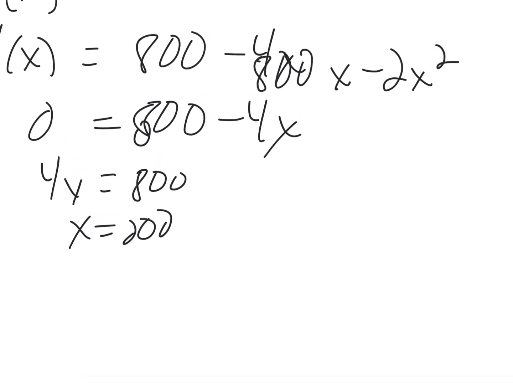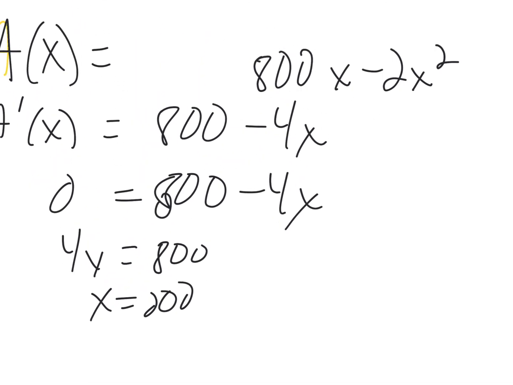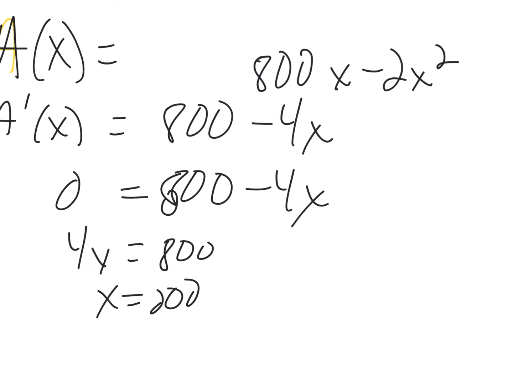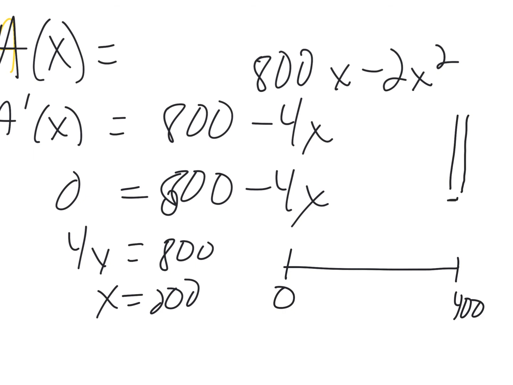Here, let me get this out of the way. Can I get that out of the way? I don't know if I can. So I know I have endpoints of 0 and, well, let's see, it would have to be 400, right? Because I couldn't have more. If each side of that fence is 400, that doesn't leave anything left for this dimension. So we know 400 is the upper end. And then we've got 200 as the critical value.